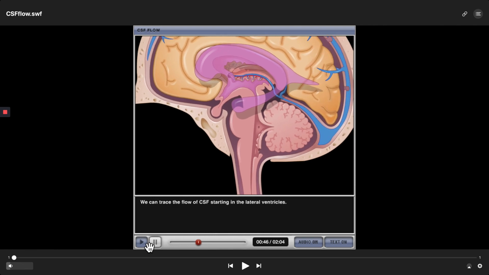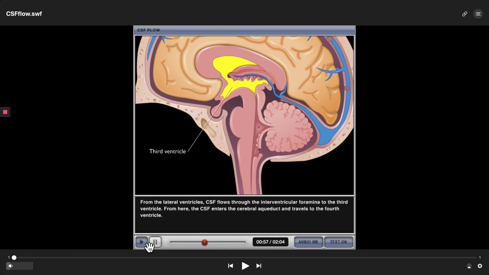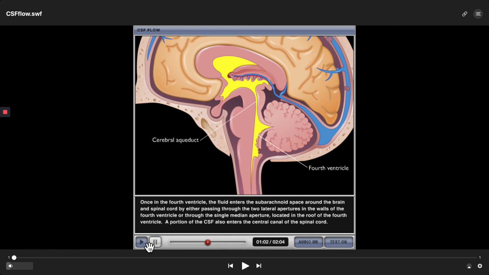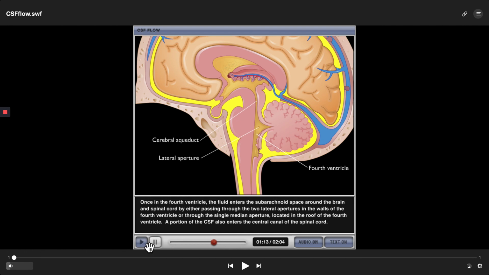We can trace the flow of CSF starting in the lateral ventricles. From the lateral ventricles, CSF flows through the interventricular foramina to the 3rd ventricle. From here, the CSF enters the cerebral aqueduct and travels to the 4th ventricle. Once in the 4th ventricle, the fluid enters the subarachnoid space around the brain and spinal cord by either passing through the 2 lateral apertures in the walls of the 4th ventricle or through the single median aperture located in the roof of the 4th ventricle. A portion of the CSF also enters the central canal of the spinal cord.